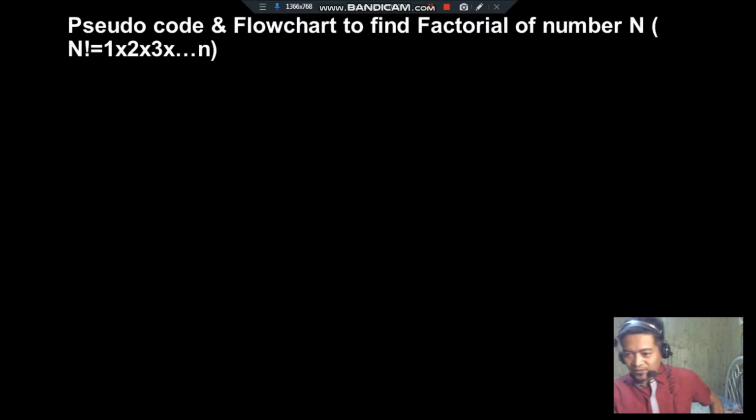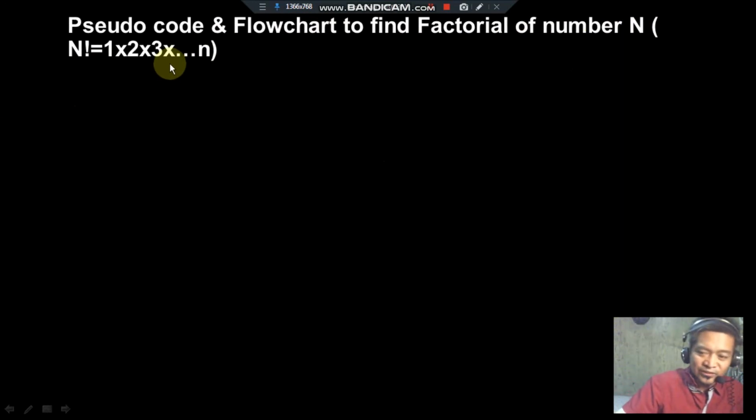Ito, medyo bigyan natin ng konting challenge. Write pseudocode and flowchart to find the factorial of a number n. So ito ay isang number, hanapin natin ang factorial. Take note, ang factorial is simply the number itself tapos multiplication ng decreasing by 1 until ma-reach natin yung 1. Kung 3 factorial, 3 times 2 times 1, tapos na. Yung product ng tatlo na yun ang ibig sabihin ng n factorial.